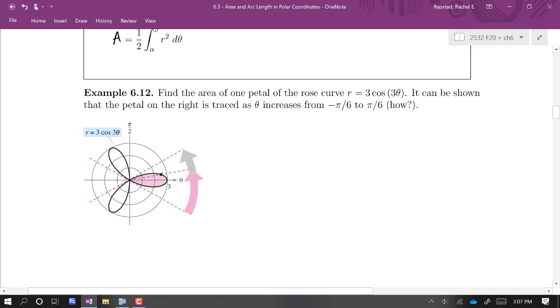They're telling us that the limits of integration are going to be minus pi over 6 to pi over 6. But how do we know that? The bounds of the petal will be determined where the petals all cross at the origin, and that's where r is equal to 0. So we're going to look at the radial lines for r equals 0.